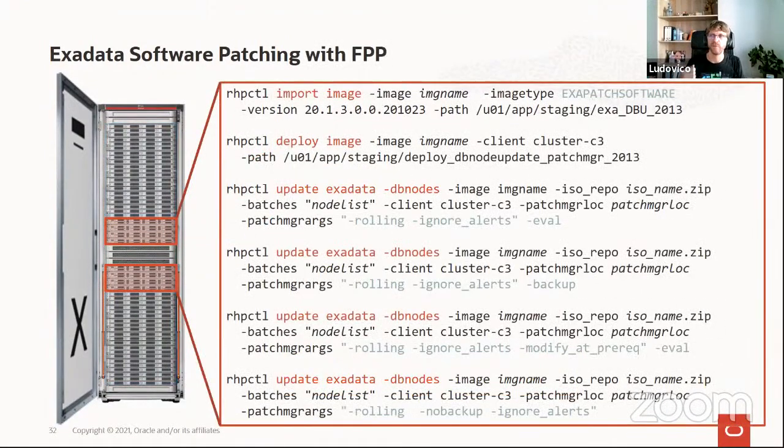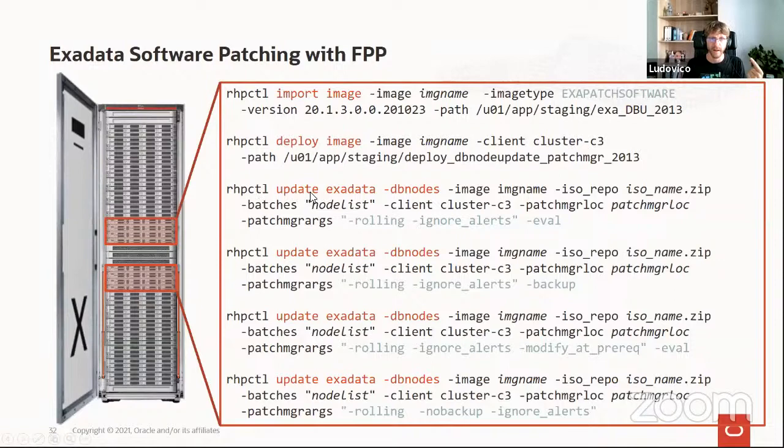And this is the important part to let you understand, if you have any Exadata, how you can patch with FPP. Basically, you have your Exadata image that you download, and you have to import that Exadata image inside FPP, like if it was a normal image. You just have to flag it as Exapatch software image type. Then when you want to update an Exadata software, for example, in this case, it's DB nodes, you have to deploy the image to your target. It will deploy it to your Dom0 or DomU, depending on your deployment type.